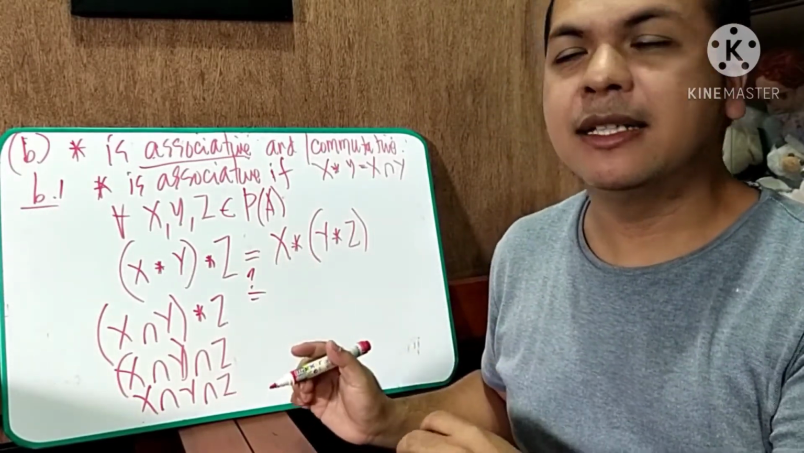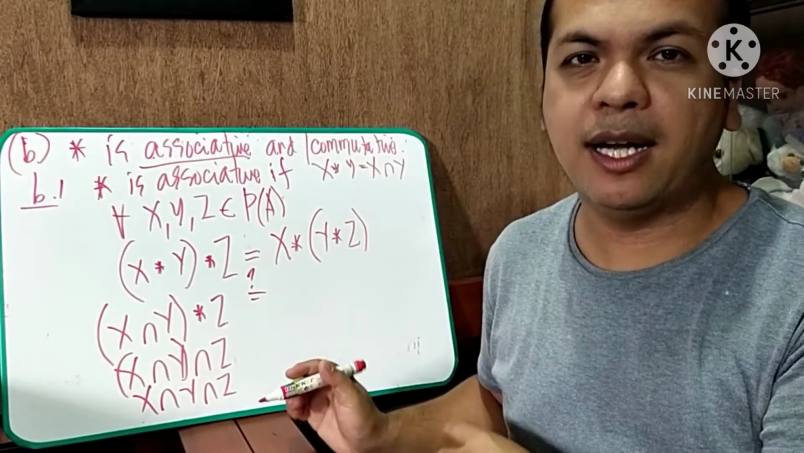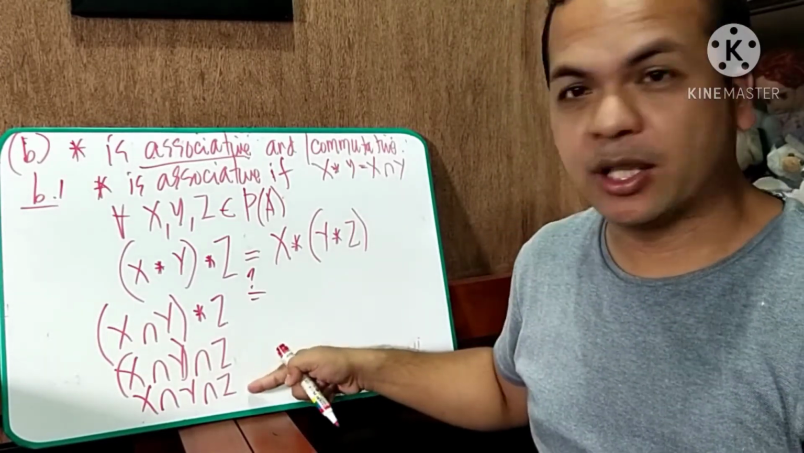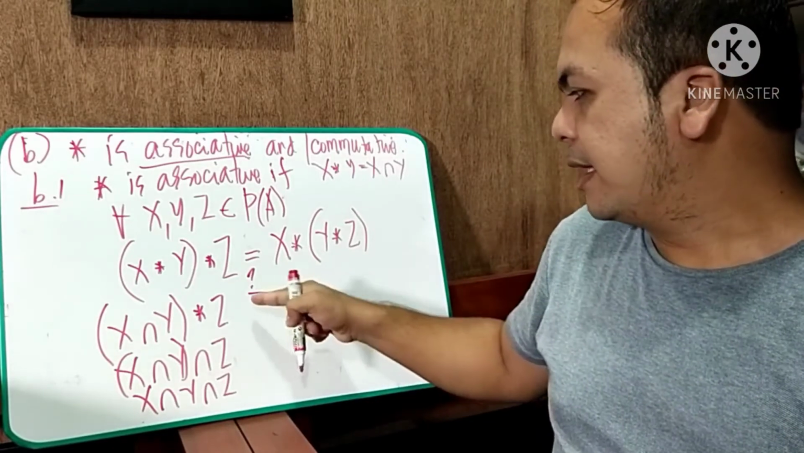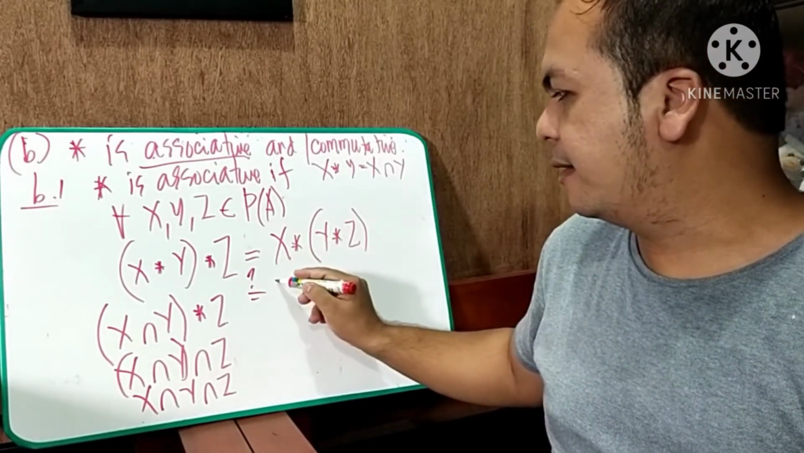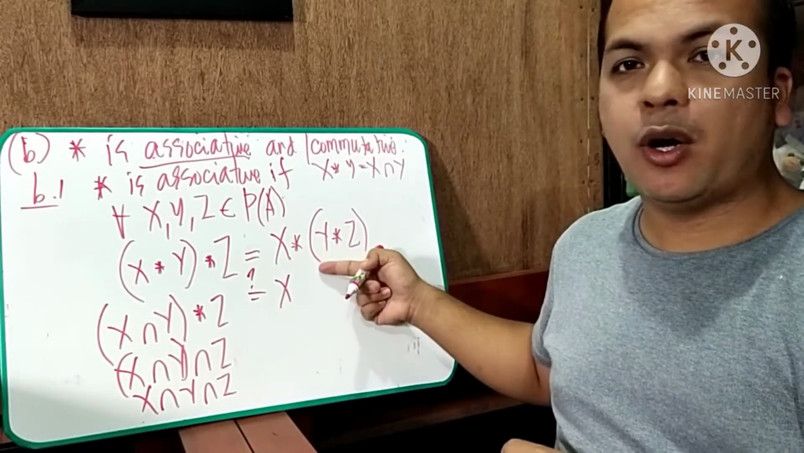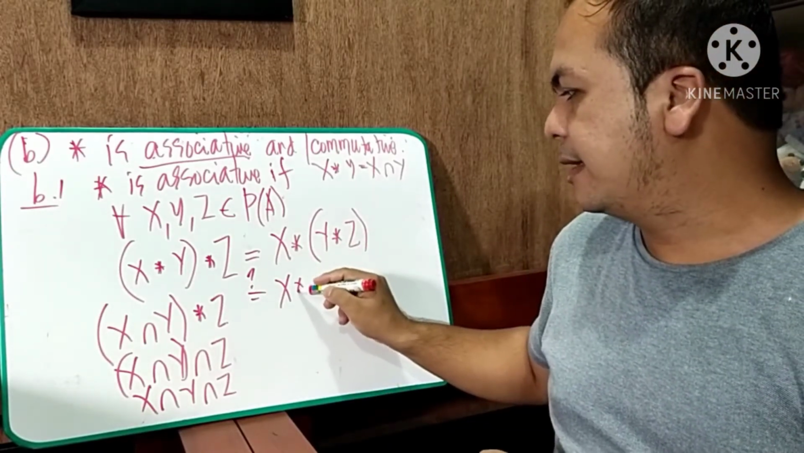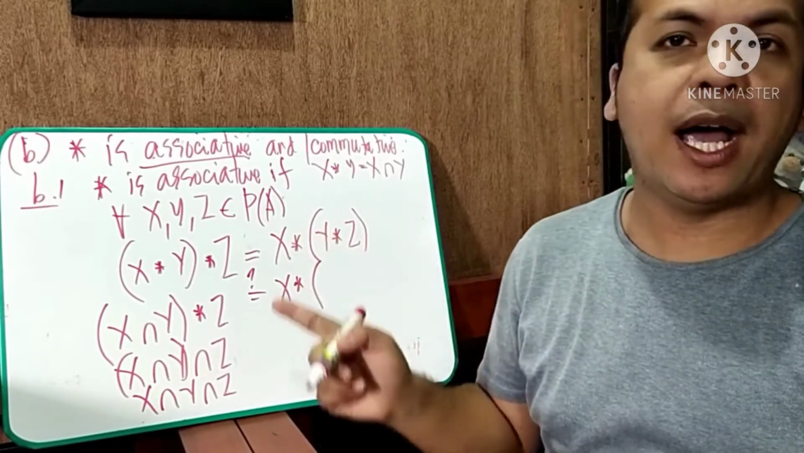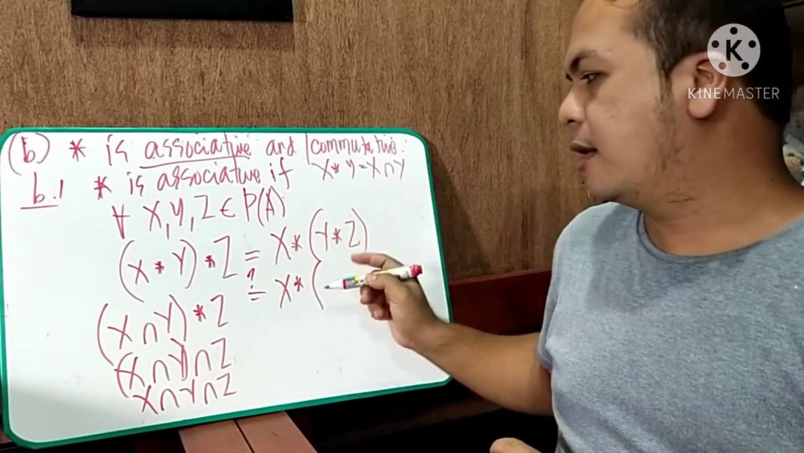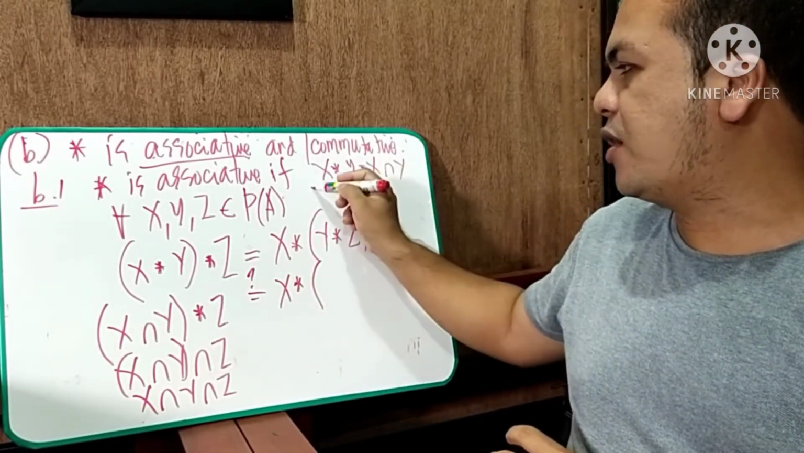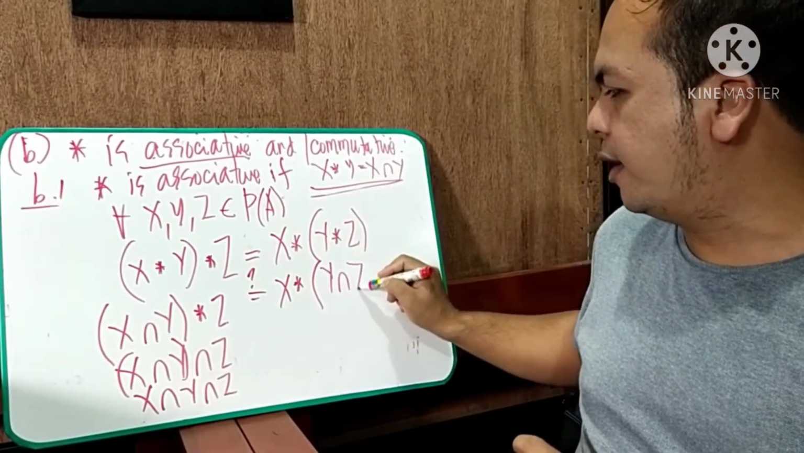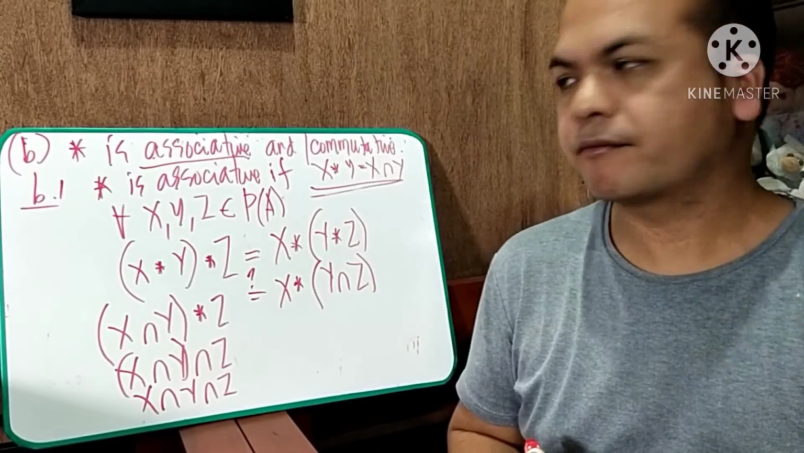Sabihin lang natin sila equal or not equal at the end of the solution. Okay, dito sa part na to. Okay, so, is that equal to X? Again, we will work on the quantities inside the parentheses. So, we have X star, what is Y star Z? Y star Z, by definition again, Y intersection Z.